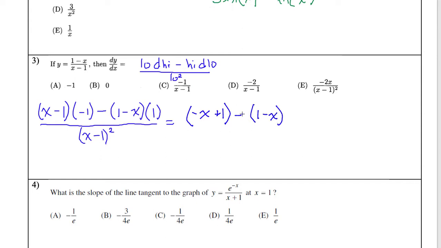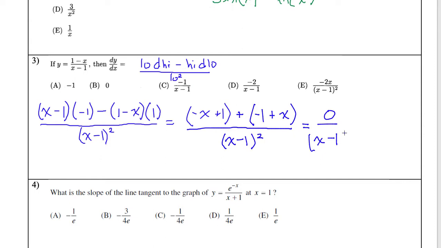If I distribute this negative, it's going to be minus 1 plus x. So this is going to be plus minus 1 plus x, and that's all going to be divided by x minus 1 quantity squared. My guess was incorrect. You can see that 1 minus 1 is 0, negative x plus x is 0. This is equal to 0 divided by x minus 1 quantity squared, and 0 divided by anything, as long as it's not 0, is 0. So the correct answer is actually B.